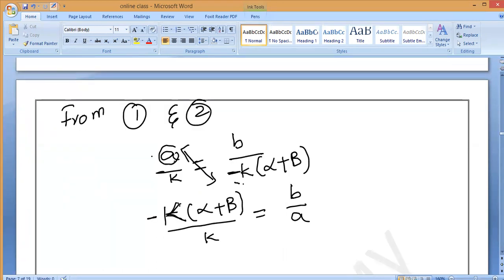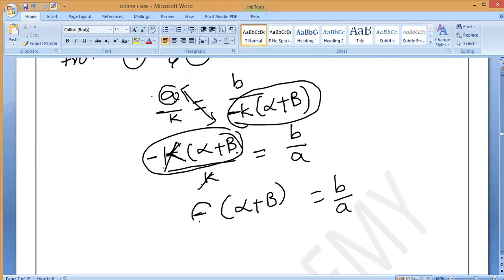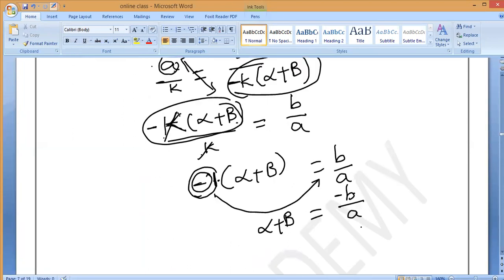Do cross multiplication. K into alpha plus beta comes to this side, in numerator. Minus k into alpha plus beta by k is equal to b by a. Understood? Here k gets cancelled. Remaining minus alpha plus beta is equal to b by a. Now send that minus to that side. Minus 1 comes to this side. Alpha plus beta is equal to minus b by a. Understood?